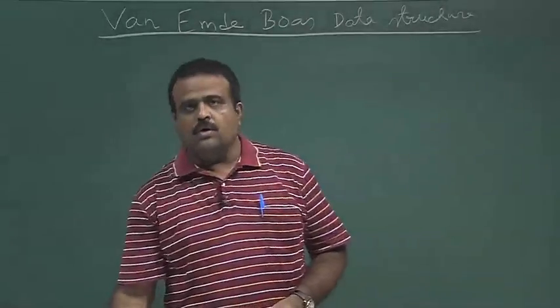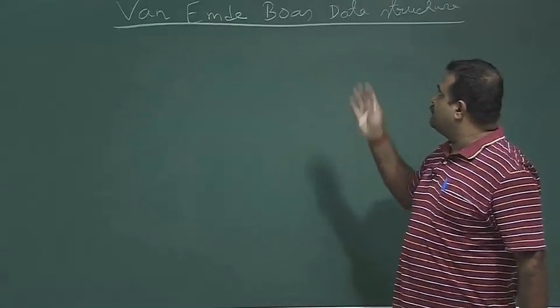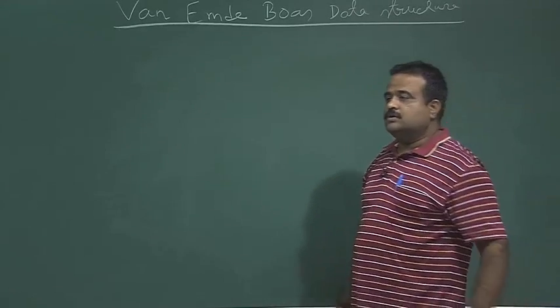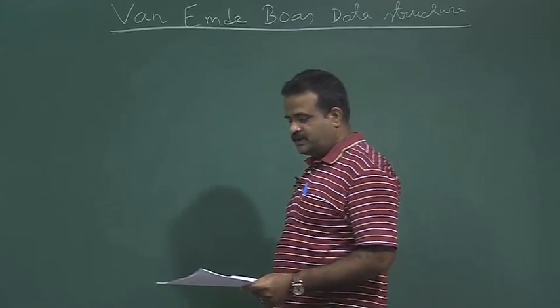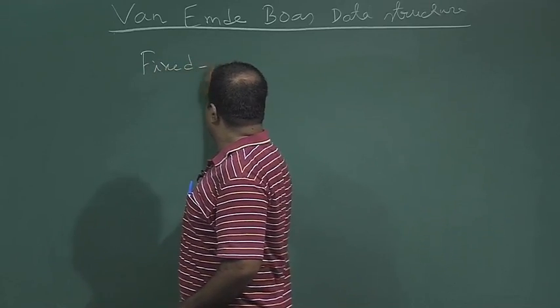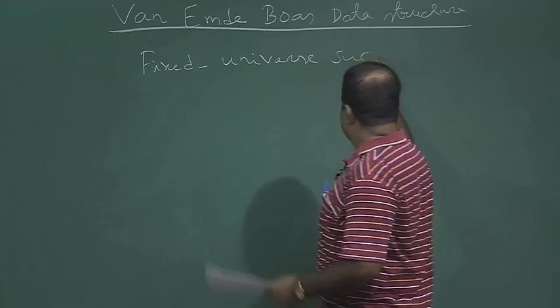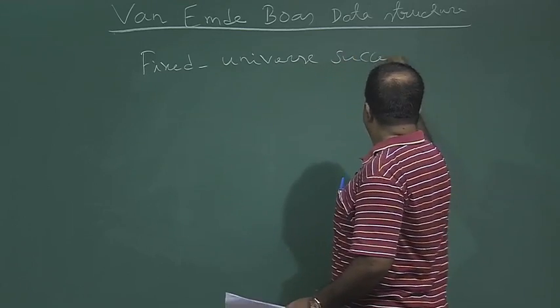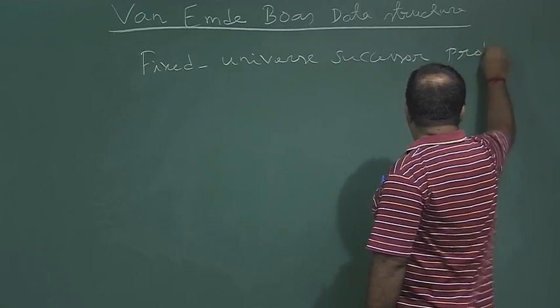Okay, so we will talk about a really cool data structure which is called the van Emde Boas data structure. This is to deal with the problem called the fixed universe successor problem.